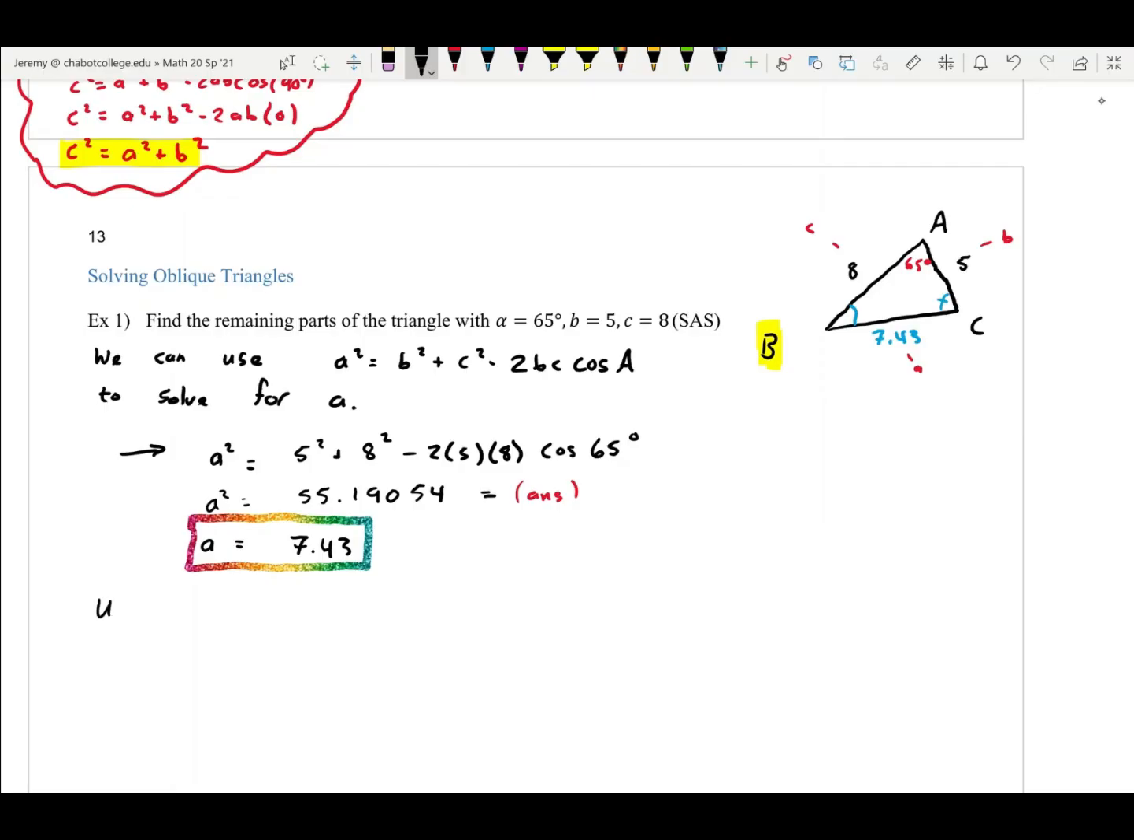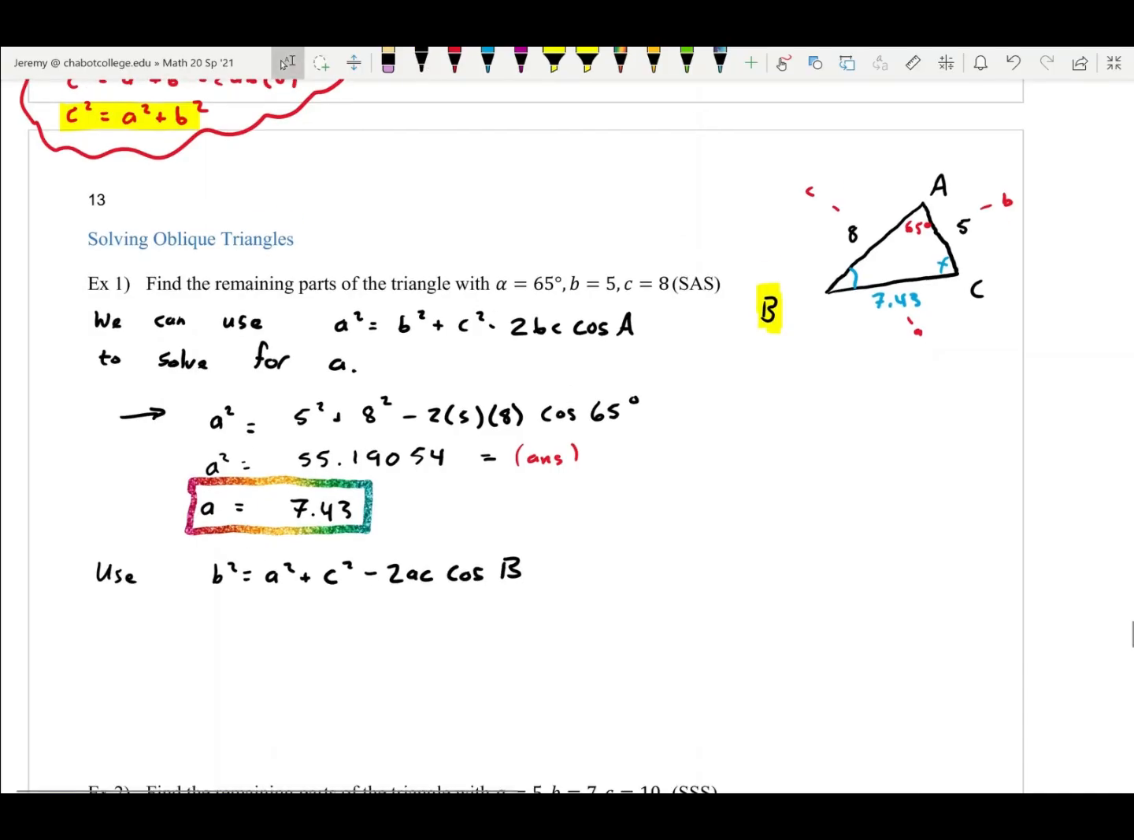So now I'm going to use that formula. b squared is equal to a squared plus c squared minus 2ac times cosine of capital B. And then plugging in all my values. So 5 squared is equal to 7.43 squared plus, let's see, c was 8.